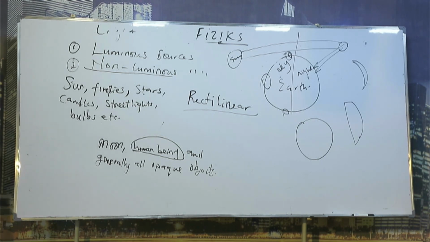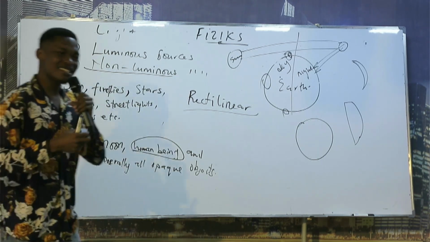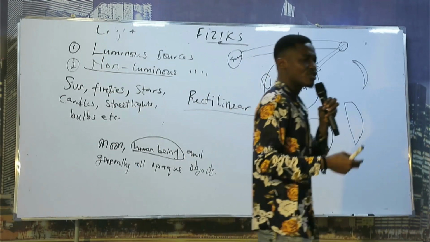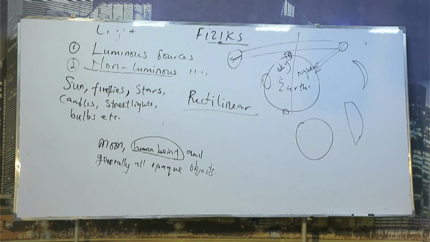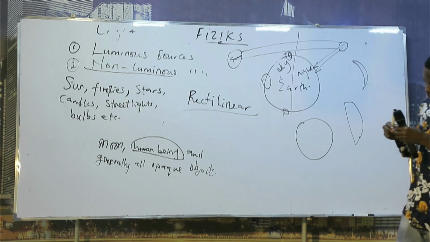Uncle, please, is mirror a luminous or non-luminous object? It is non-luminous. Mirror does not emit light. What does it do? It reflects light. It is non-luminous.